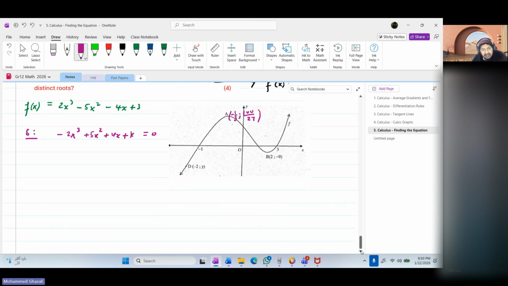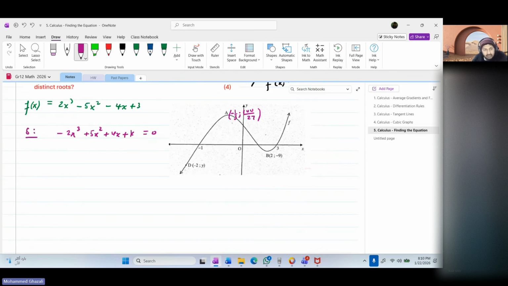Now I'm going to multiply the entire equation by a negative to make it look like this entire function. So I'm going to say 2x cubed minus 5x squared minus 4x minus k is equal to 0. Okay, so I multiplied this entire equation by a negative so as to make it look like this. But now we are still missing a 3 here, okay? So I'm going to take this k over.